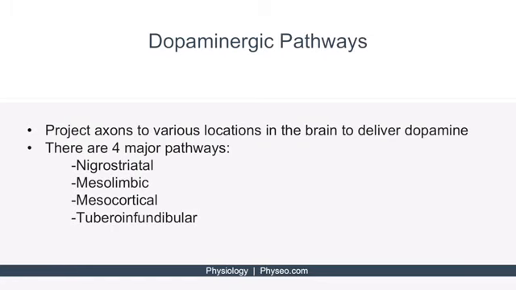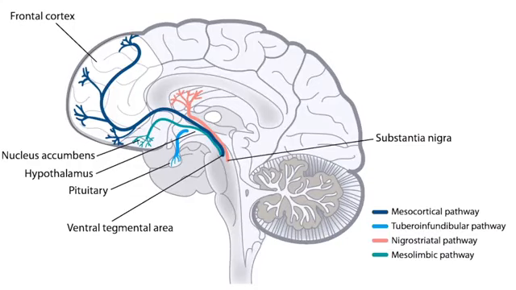So now let's talk about the dopaminergic pathways. The dopaminergic pathways project axons to various locations in the brain to deliver dopamine. There are four major pathways: the nigrostriatal, the mesolimbic, the mesocortical, and finally the tuberoinfundibular. This is figure 8.32 from your text, which shows all four dopaminergic pathways. We are going to go through each pathway on this image one by one, so don't worry about memorizing it now. For now, just focus on the midbrain.